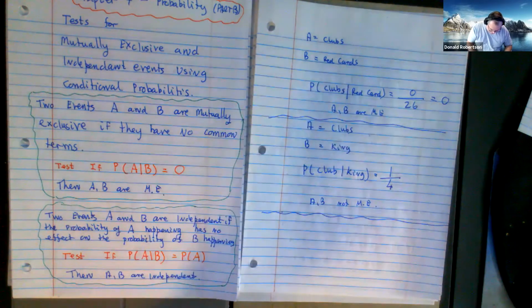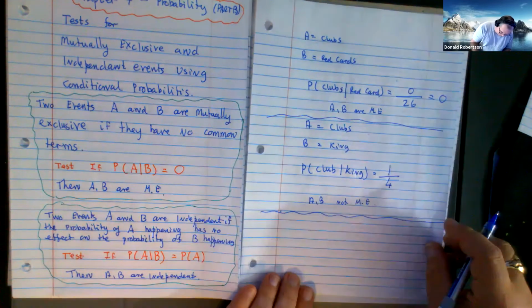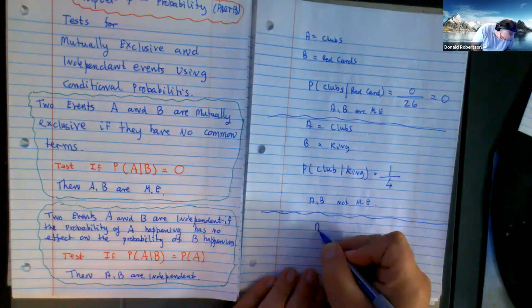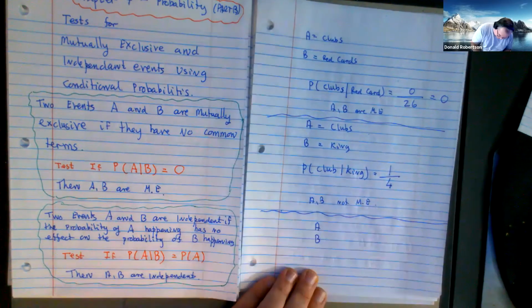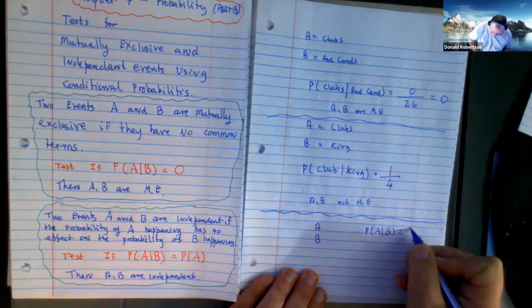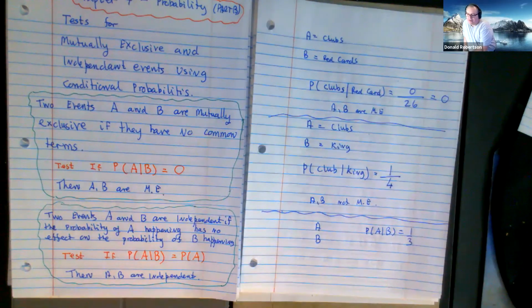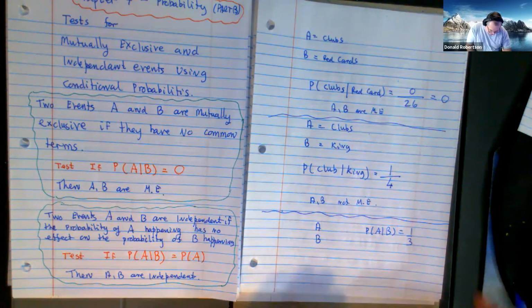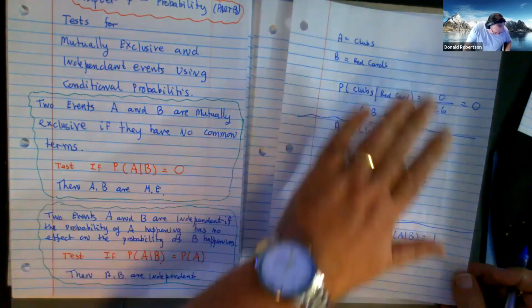Now, how can that be useful? Well, if I tell you I've got 2 events, A and B, and I tell you the probability of A given B is a third, can't you tell me right away that they are not mutually exclusive? Even although you don't know what A and B is, all you're being told is a conditional probability using A given B.